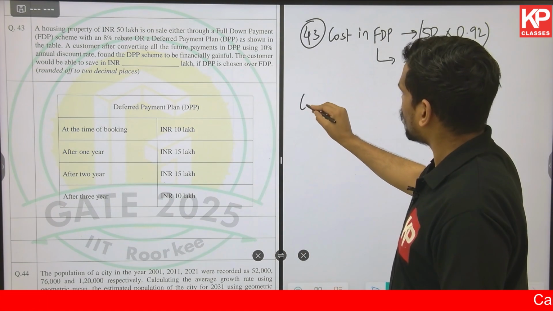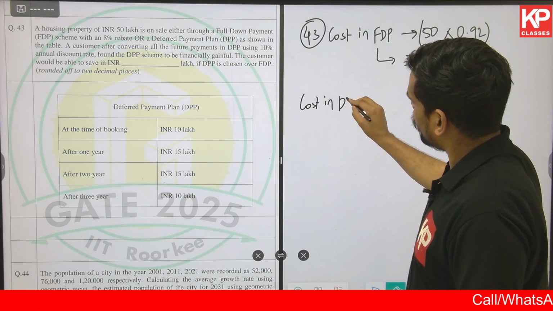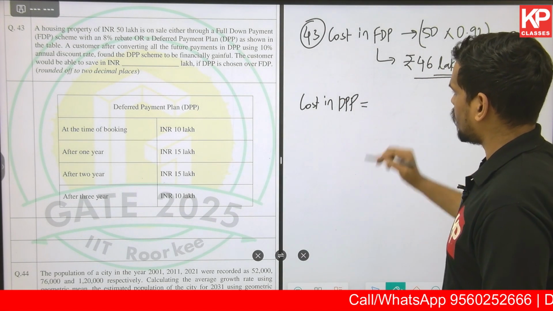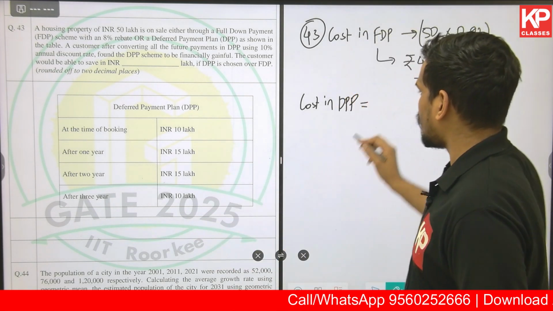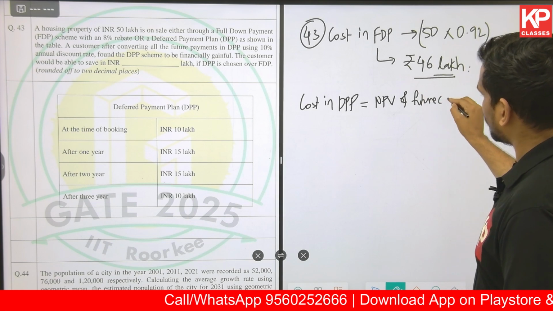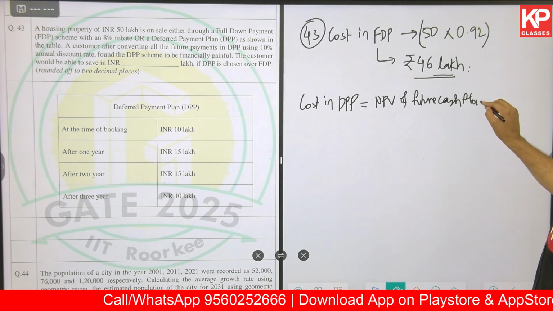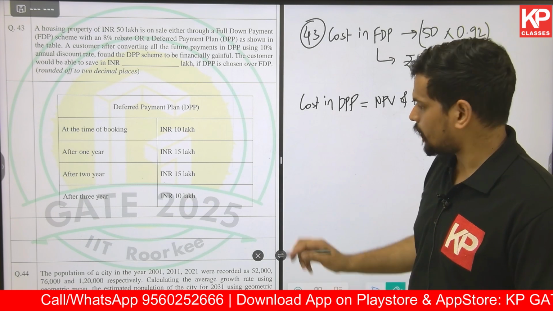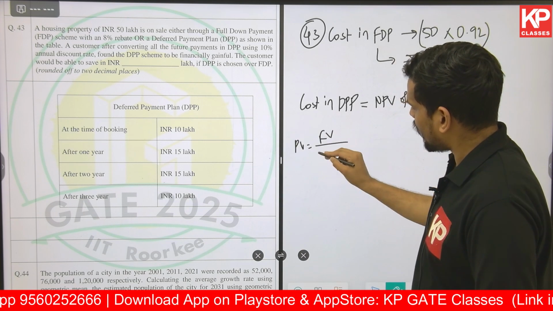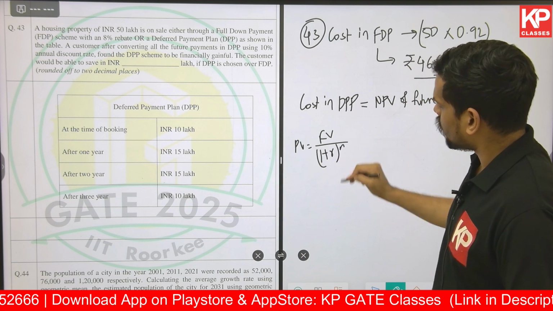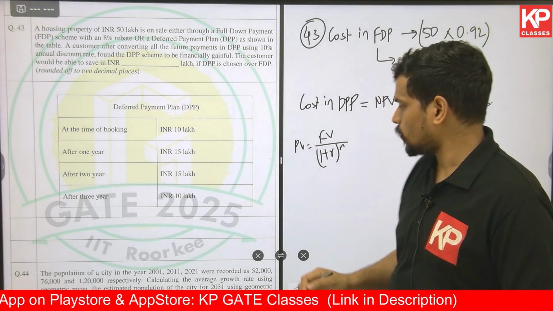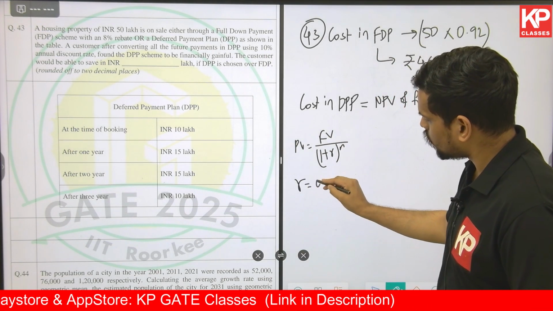So the cost in the deferred payment plan, DPP scheme, will be equal to the net present value of future cash flows. And I'm sure you know how to find out the net present value. The simple formula is present value is equal to future value upon 1 plus r raised to the power of number of years. In our case, the rate of interest is 10%, that is 0.1. So r value is going to be 0.1.